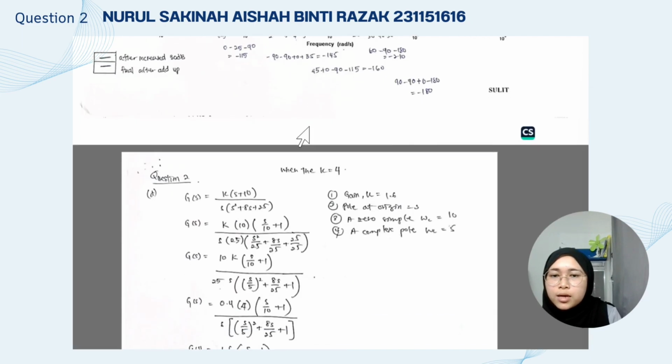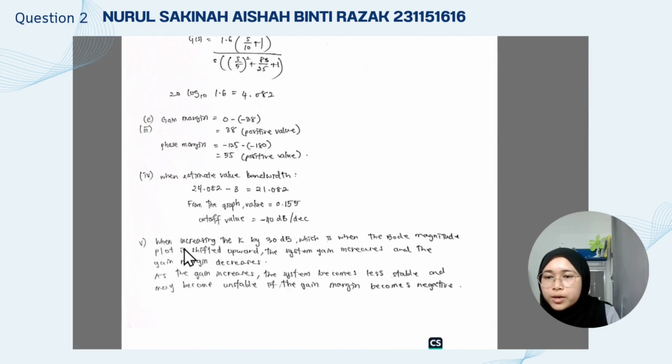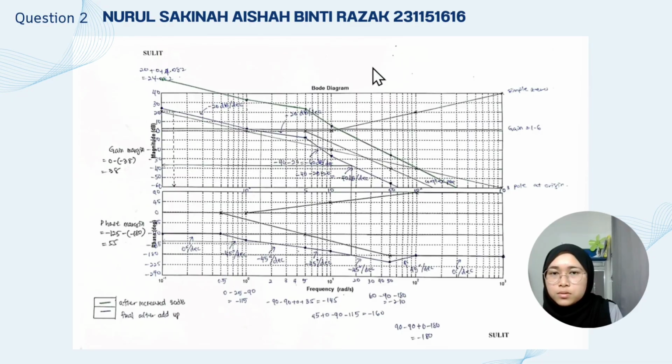So that's why I got the new line from the Bode diagram plot. So when increasing the K by 30 dB, the Bode magnitude plot is shifted upward, the system gain increases and the gain margin decreases. As the gain increases, the system becomes less stable and becomes unstable if the gain margin becomes negative.